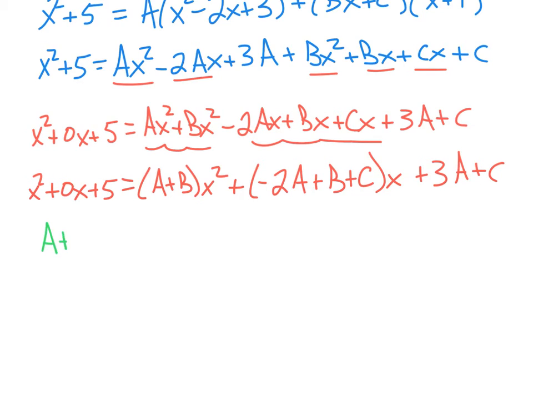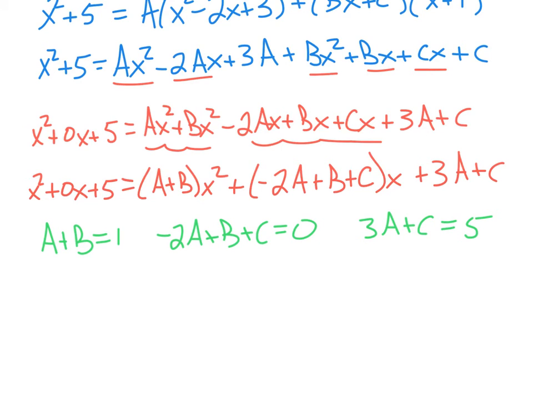So we have 3 different equations that we can get. So a plus b equals 1. And we have negative 2a plus b plus c equals 0, and 3a plus c equals 5. And now you got to do elimination, or if you remember how to do it on the graphing calculator, you're welcome to do that, and that would be the easiest way. That's how I would do this one if I wasn't showing you how to do it, and if I had a graphing calculator on me, which I don't. So we're going to have to do some kind of elimination.